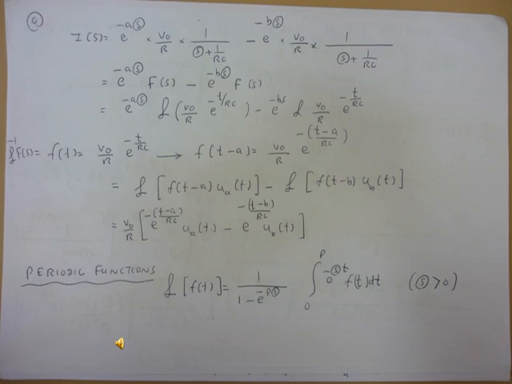So based on this answer, we can also extend the equation for the periodic function. So the Laplace transform of the periodic function ft is equal to 1 divided by 1 minus e power minus ps, times the integral from 0 to p of e power minus st ft dt. So in this case, s is greater than 0.